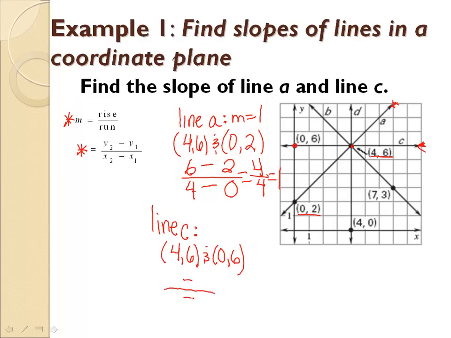I'm going to say the point, 4, 6. I'm going to write the 4 in the bottom and the 6 right above it. I'll say the other point, 0, 6. 0 goes in the bottom, 6 goes right above it. 6 minus 6 is 0 over 4 minus 0 is 4. 0 divided by 4, let's think about that. If I have 0 things, can I split them into 4 piles? Well, yeah, there'd still just be 0 in each. So 0 divided by 4 is 0. So my slope of line C is 0.